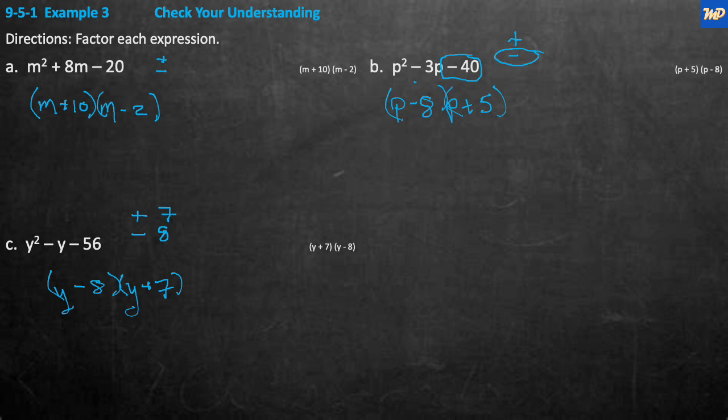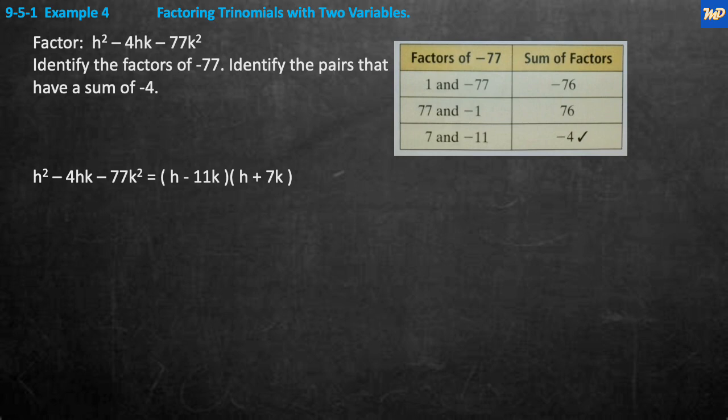Okay, good deal. We're on example 4, factoring trinomials with 2 variables. And yes, I know that sounds difficult, but it's not really. We separate the x squared term very simply. Well, you'll be separating the other variable, whatever variable it happens to be, very simply too. So you'll see how it's going to work pretty smoothly.